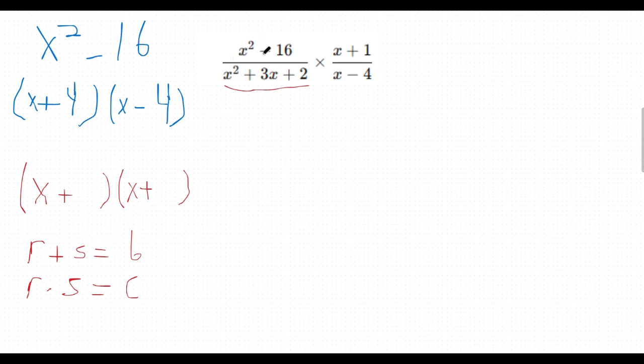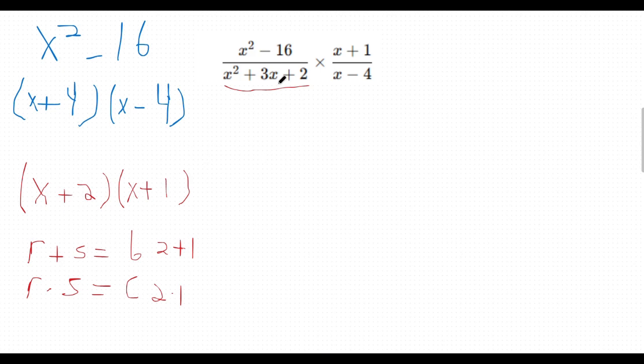So let's think about this. 3 times 1? Well, that's not close. 2 times 1 obviously equals 2, and 2 plus 1. Let me reorganize that actually. I don't want to confuse you. So R plus S, 2 plus 1, does in fact equal 3, and 2 times 1 does in fact equal 2. So we can say this term is x plus 2 times x plus 1.